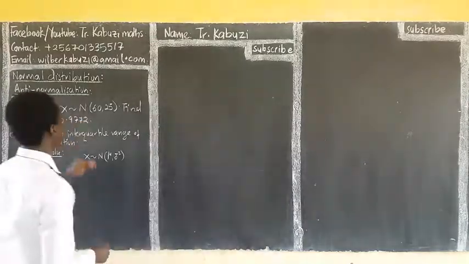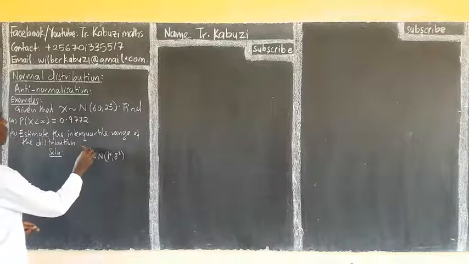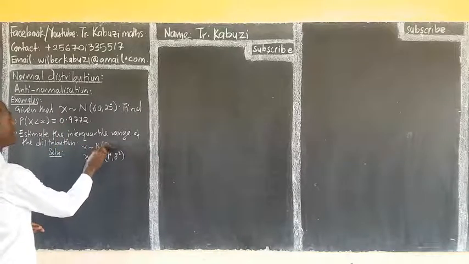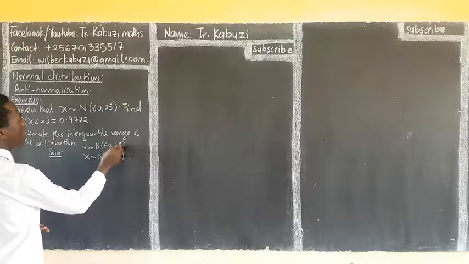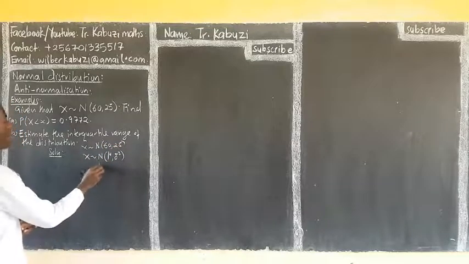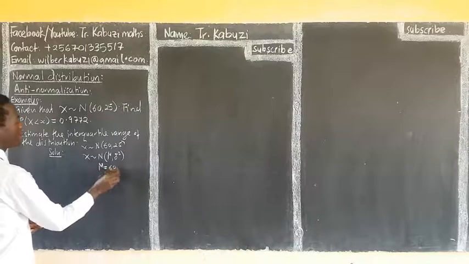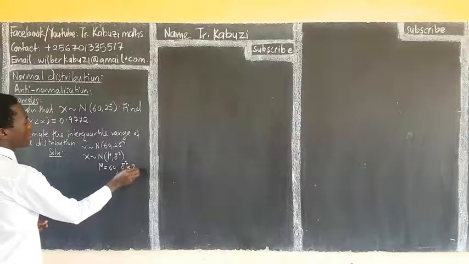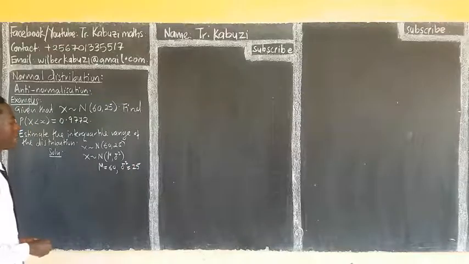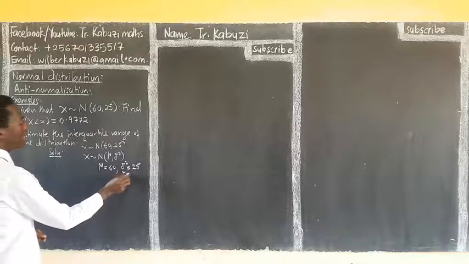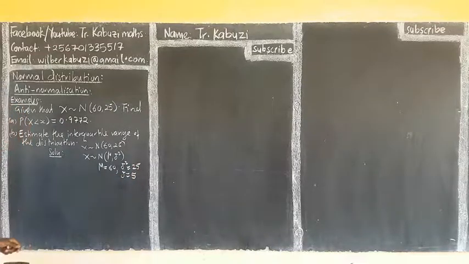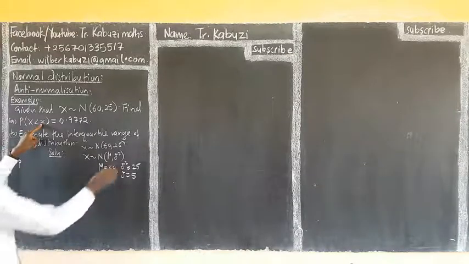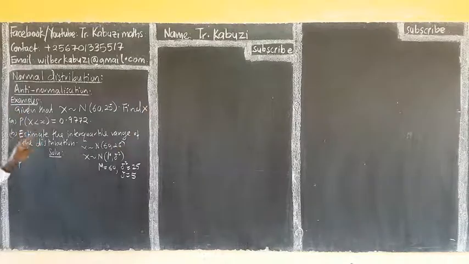So if we compare these two, if I compare this with N(60, 25), you consider that from there my mean is going to be 60, then my sigma squared is going to be 25. But to get something standard normal, we always need sigma, which will be 5. So from there, now I have my part A. I want to get this value of x, find x in here.